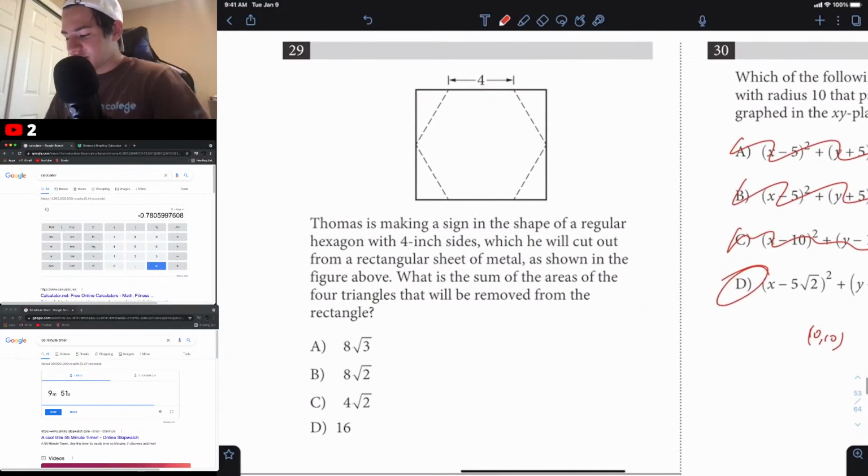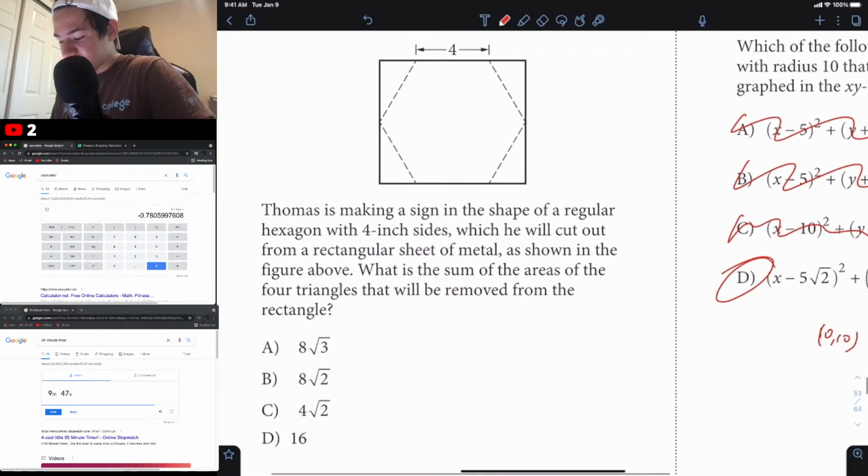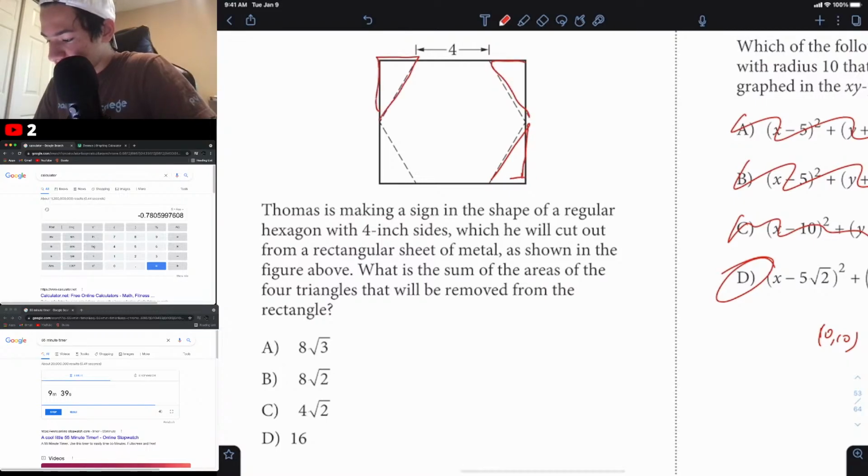Let's try this one. Thomas is making a sign in the shape of a regular hexagon with 4 inch sides. He will cut it out from a rectangular sheet of metal as shown in the figure above. What is the sum of the areas of the 4 triangles that will be removed from the sheet? Okay. Whatever. These weird triangles. Hexagon with 4 inch sides. Oh no, that's 4. Okay. What is the sum of the areas that will be removed?